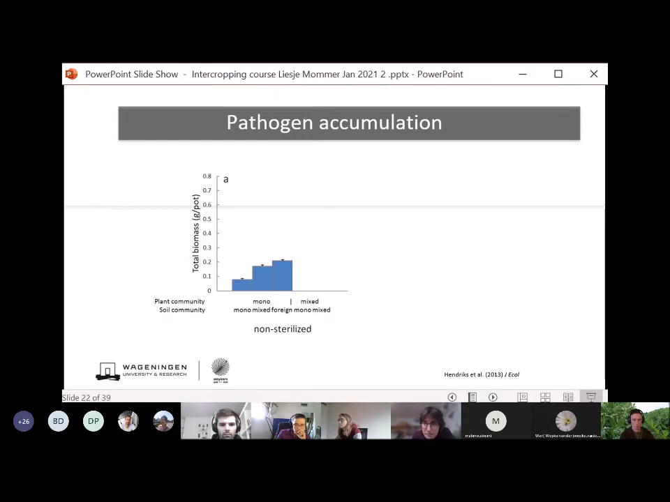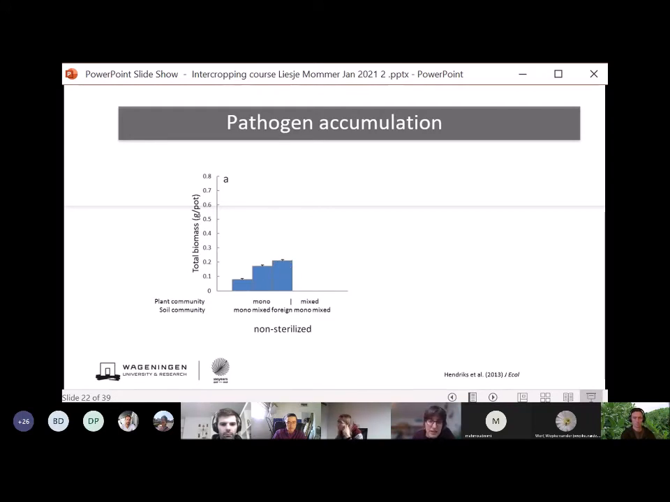In the first bar, I'll say it differently. You see a soil community line where you see mono, mixed and foreign. Mono is a plant on its own monoculture soil, so blue on blue, red on red. Then we have the mixture, where we have only one quarter of the own soil, and then we have foreign. For example, the red plants grow on pink, blue and green. And you see that the less of the own soil is there, the better the plants grow. You see that the blue bars increase if there is less of its own.